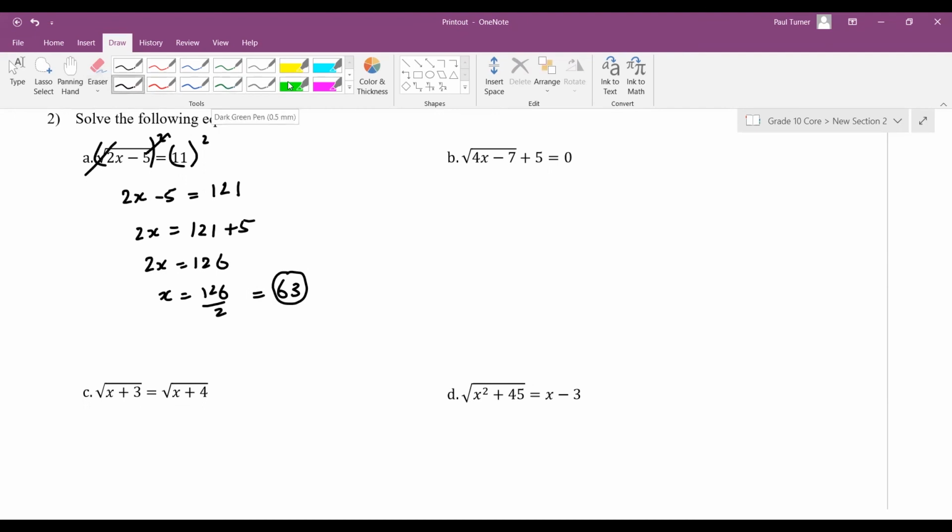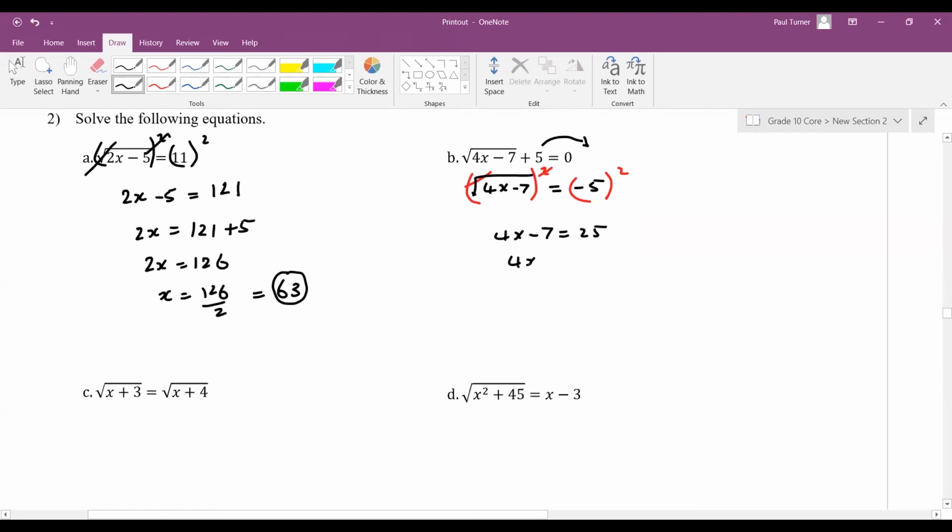Right, so for question B, I recommend to move the 5 across to be -5. So square root 4x minus 7 is -5. To cancel your square root, we will square both sides as normal, like that. Cancel your root sign. So you'll end up with 4x minus 7 equals 25. So 4x equals 25 plus 7, which would be 32. So x equals 8.